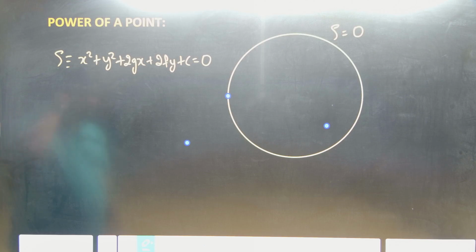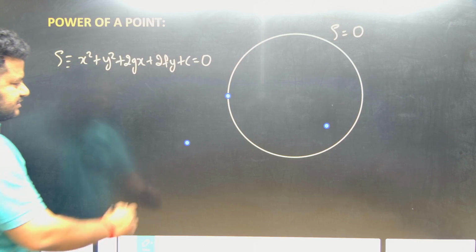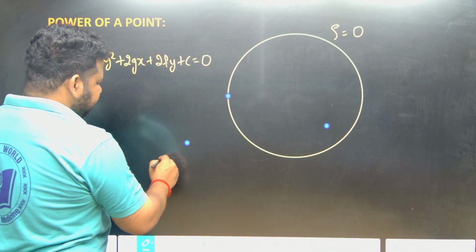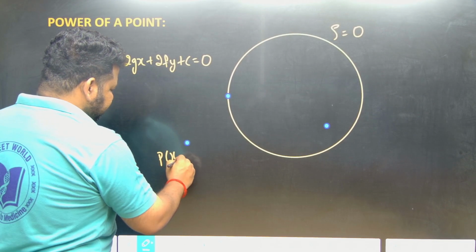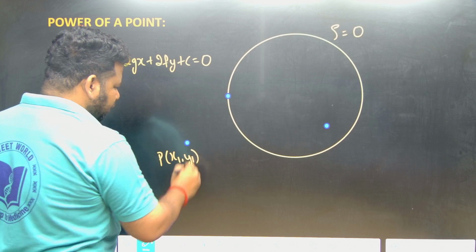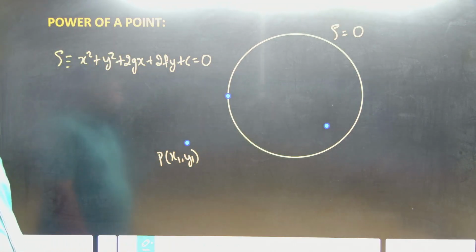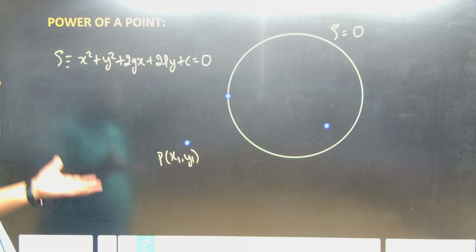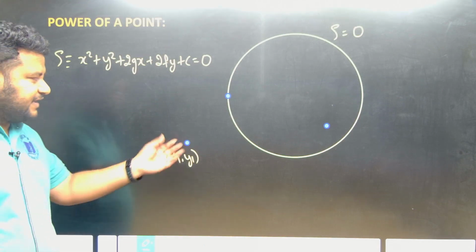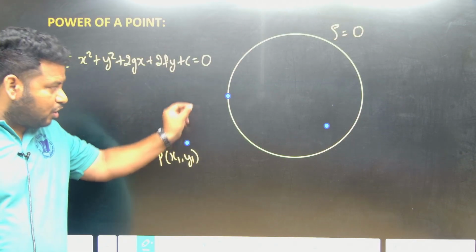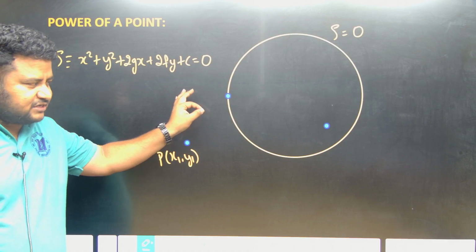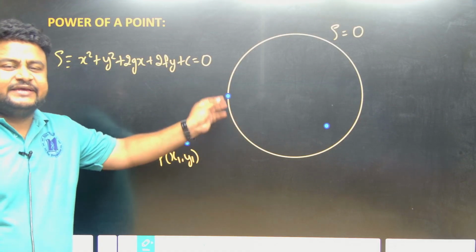Now, see here, power of a point I am talking about. That means there should be some point. Let us take some point P(x1, y1). Power of a point means we have to find out whether this point is lying outside the circle, or on the circle, on the circumference of the circle, or whether this point is lying inside the circle.